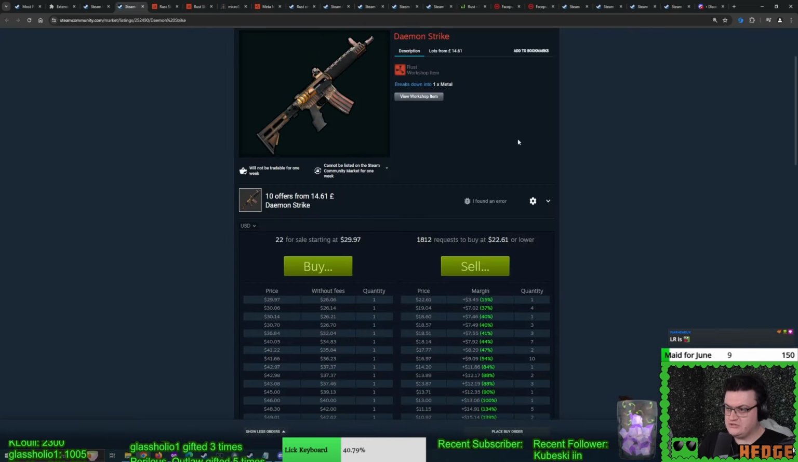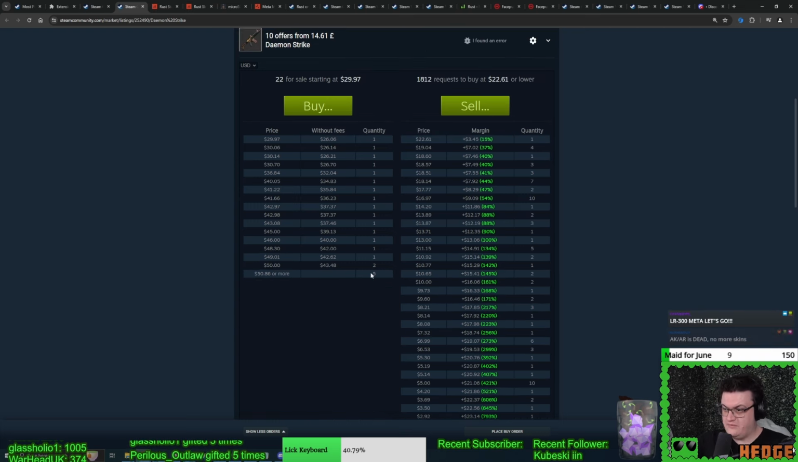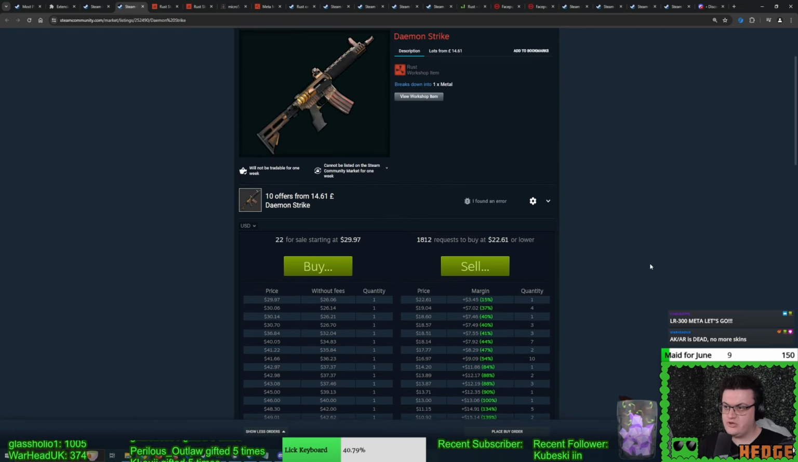And we are noticing certain LR300 skins are getting bought out. The Daemon Strike, for example. As you can see there, with only 22 listings on the Steam market, hardly anything left. That could easily rise up in price ever so much more. It's the only glow-in-the-dark aim sight LR300 we have that exists. Hellfire used to, doesn't anymore. That's a whole funny situation.